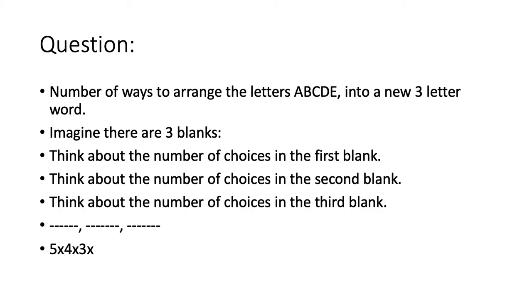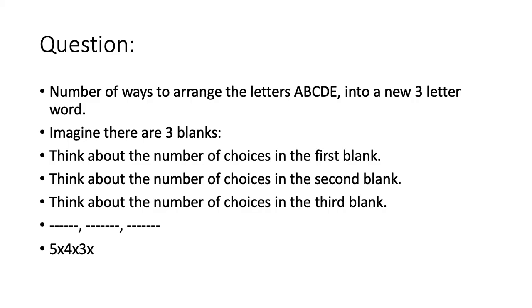To think about this problem, imagine that there are three blanks. Think about the possibility of letters in the first blank, possibility of letters in the second blank, and the possibility of letters in the third blank. For the first blank, there are 5 letters, so there are 5 possibilities. For the second blank, there can only be 4 letters because one of the letters is used up in the first blank, so there are 4 possibilities. And for the final blank, there are only 3 letters because 2 letters are used up in the previous blanks. And according to the product rule, the total possibilities should be 5 times 4 times 3.